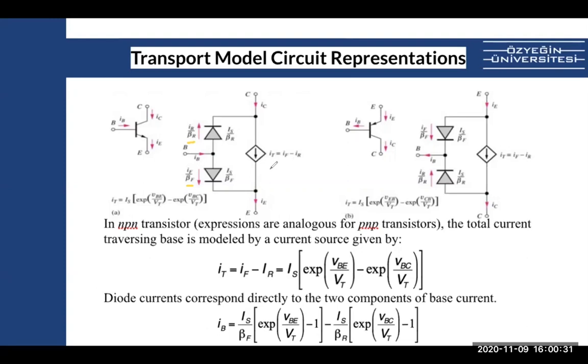And when we look at these two diodes, assuming that both of them are on, there will be forward currents due to this diode, which we call IF, right? And then there will be reverse currents due to this diode, and we call it IR. So the total current will be IF minus IR, right? And simply we can write IF and IR as this as well, if we get rid of the ones, like minus one and stuff. And this current source model is also the transport model. It's much simpler than the previous one here.